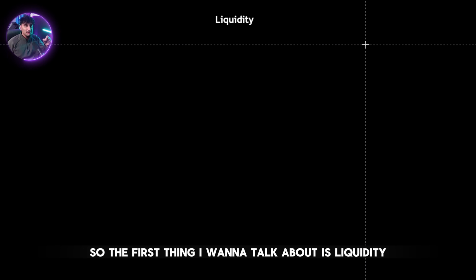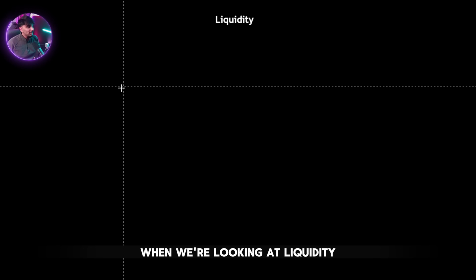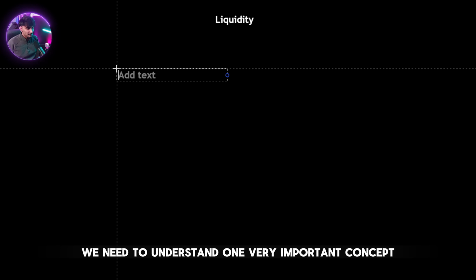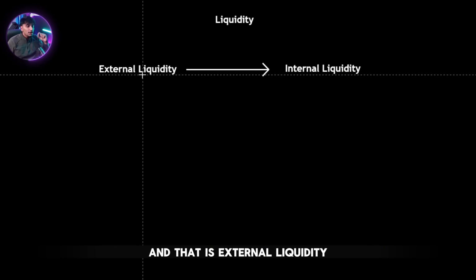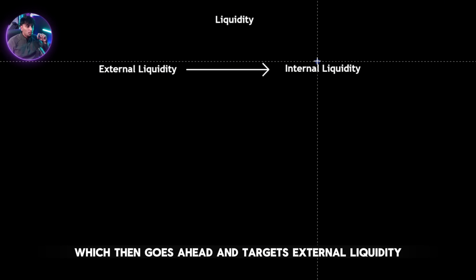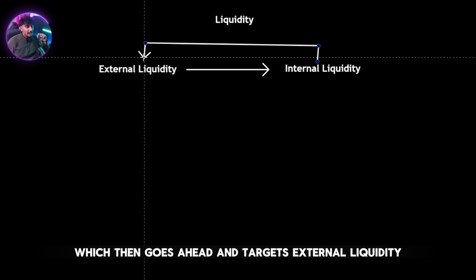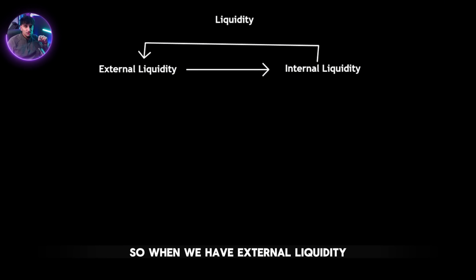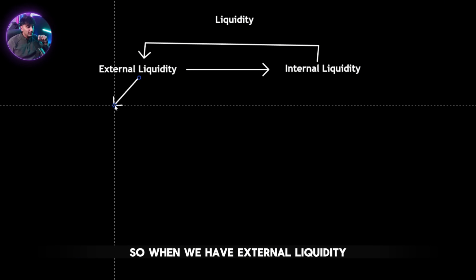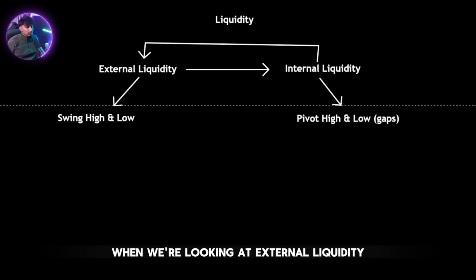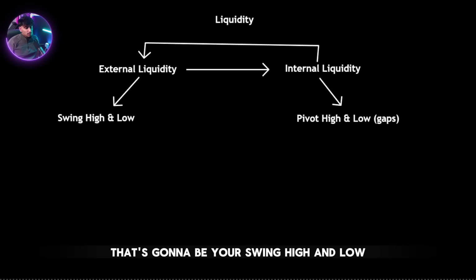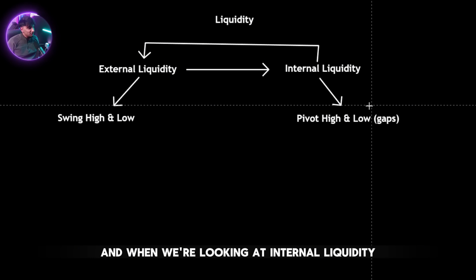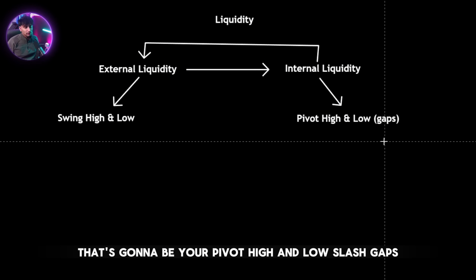So the first thing I want to talk about is liquidity. When we're looking at liquidity, we need to understand one very important concept, and that is external liquidity targets internal liquidity, which then goes ahead and targets external liquidity. Now, if you don't know what this means, let's talk about this. When we have external liquidity, what does this actually stand for? That's going to be your swing high and low. And when we're looking at internal liquidity, that's going to be your pivot high and low / gaps.